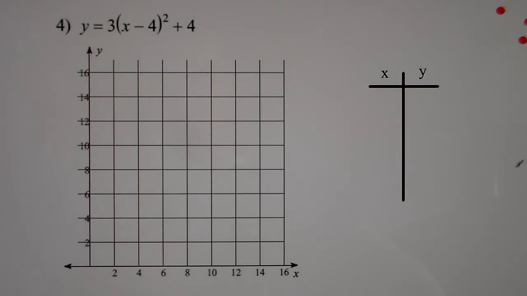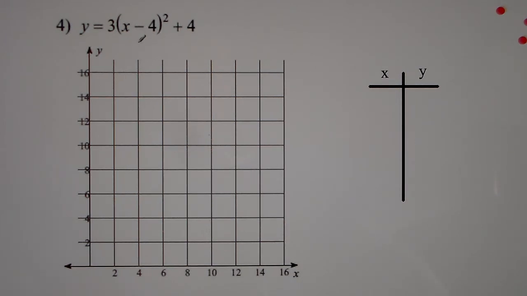Let's do another. So now we got y equals 3 parentheses x minus 4 squared plus 4. So I hit my y equals button on my graphing calculator. I clear the first one by hitting the clear button. Then I type in my new problem. 3 parentheses x minus 4 close parentheses squared plus 4. Hit the graph button. I see my graph. I do second graph. I get a table.